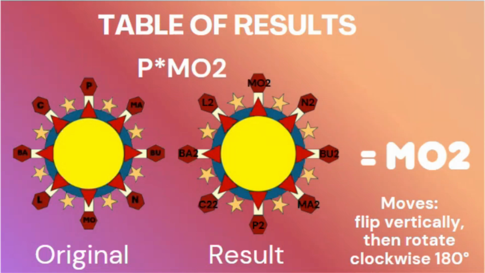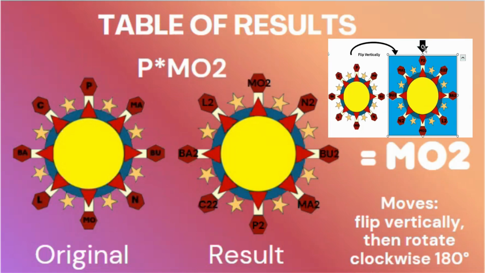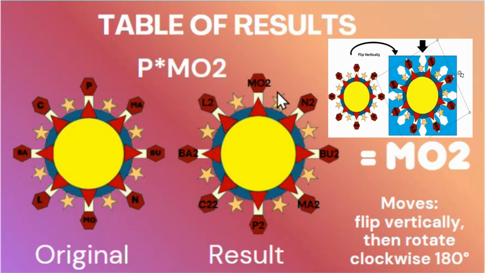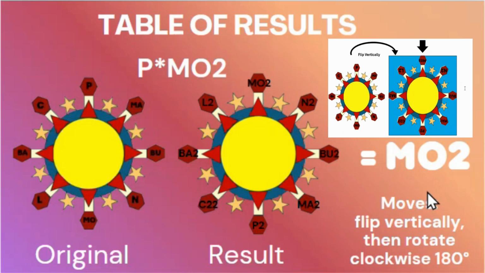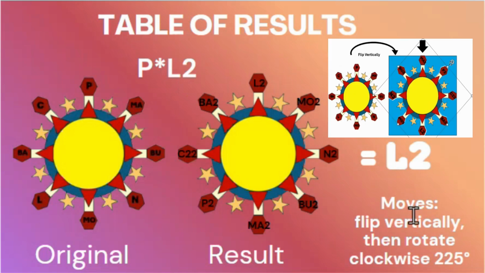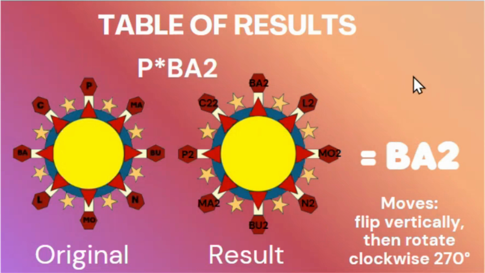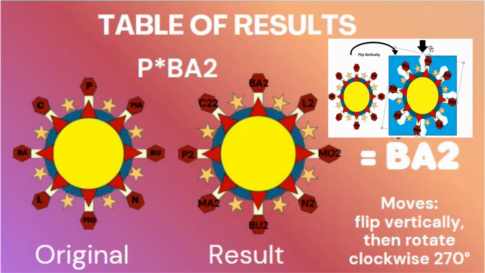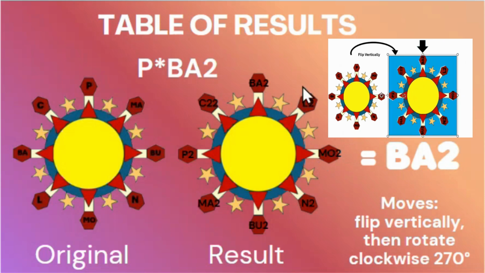And for P star MO2, we need to flip it vertically, then rotate clockwise 180 degrees. As you can see, here is the MO2. The result will be MO2. Then for P star L2, we need to flip it vertically, then rotate clockwise 225 degrees. So here is the L2. And then P star BA2. We need to flip it vertically, then rotate clockwise 270 degrees. So the result will be BA2.